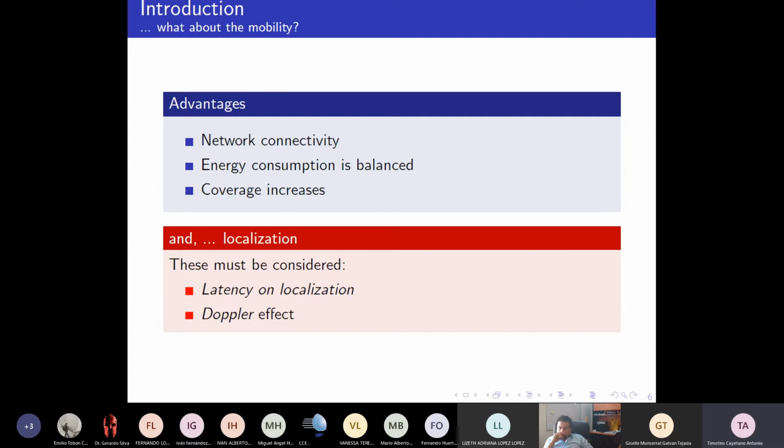About the localization of sensor nodes in the mobility case, one must consider the latency, because it is necessary to take into account the latency on localization. It becomes more crucial than in the static counterpart.